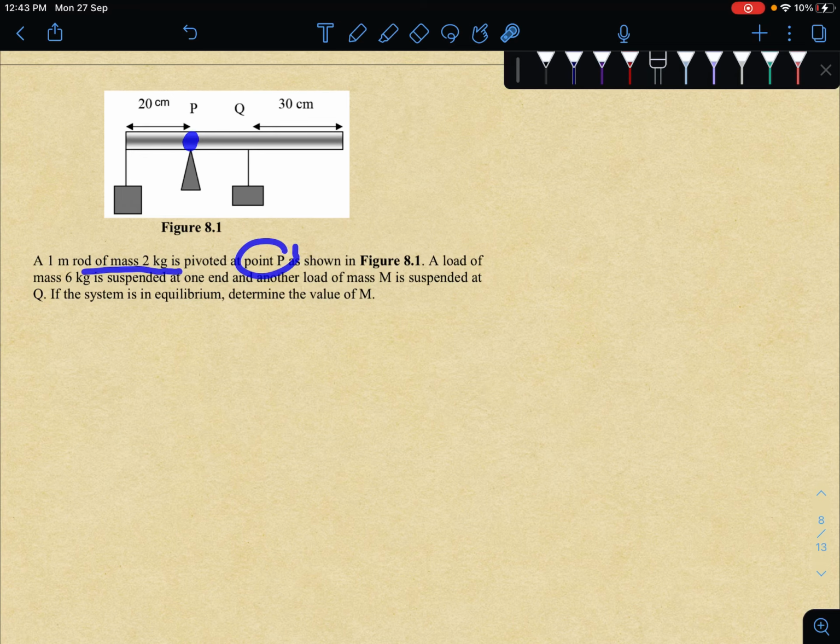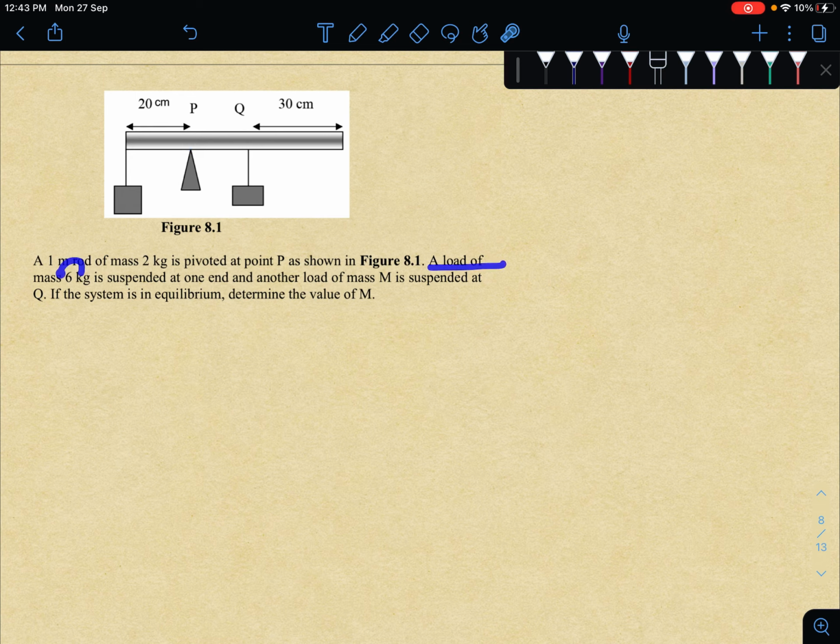Maksudnya bila dia dah pivot dekat point P, when it is pivoted at point P, objek kita akan rotate based on this pivoted point. So ini adalah axis of rotation. So seolah-olah tempat ni kita dah paku, tempat ini tidak boleh bergerak. Anything other than that akan rotate. Okay, so since kita gantung objek dekat sini, objek ini akan menyebabkan beam dekat bahagian sini turun ke bawah. So dia pun akan ada tendency to rotate. Tapi however, this part here is pivoted.